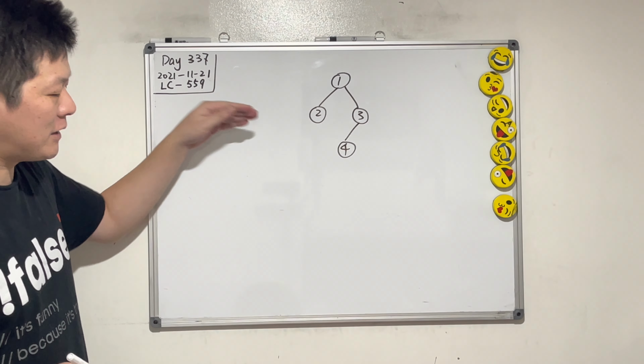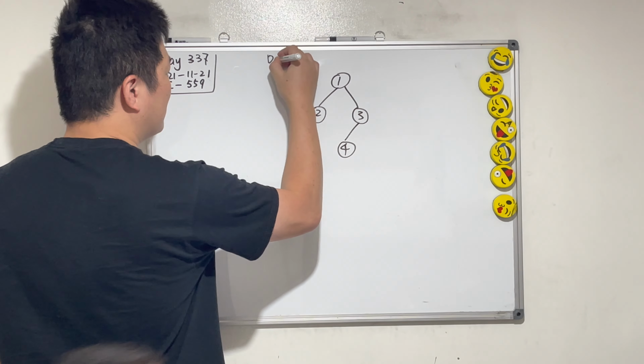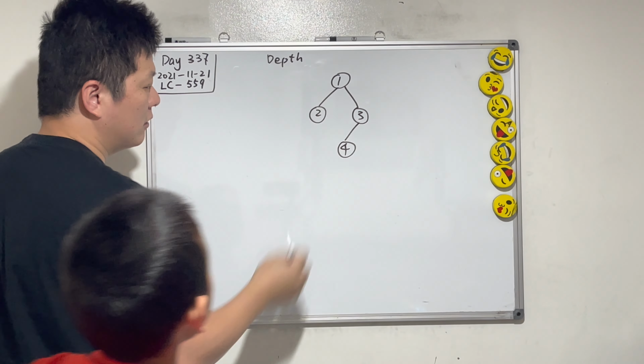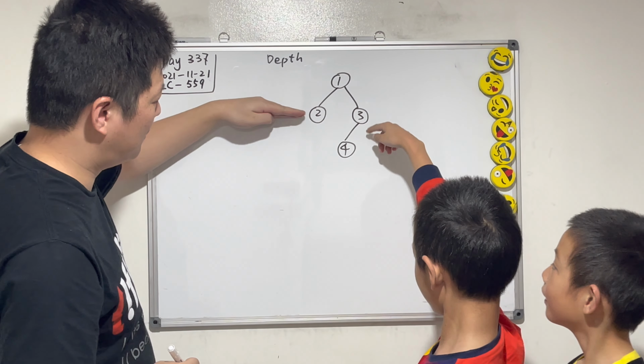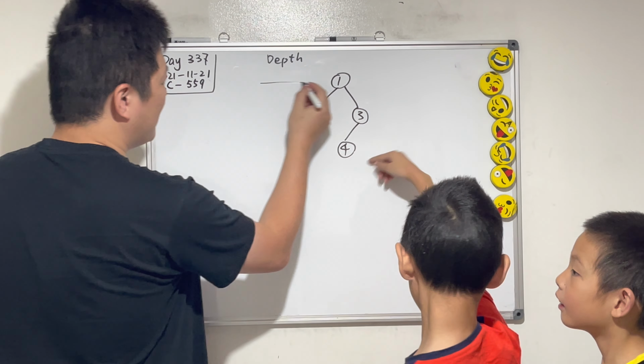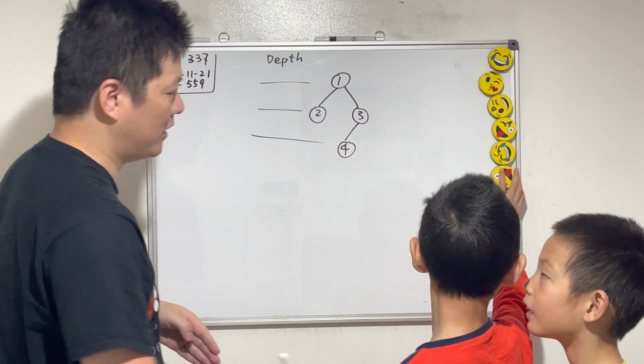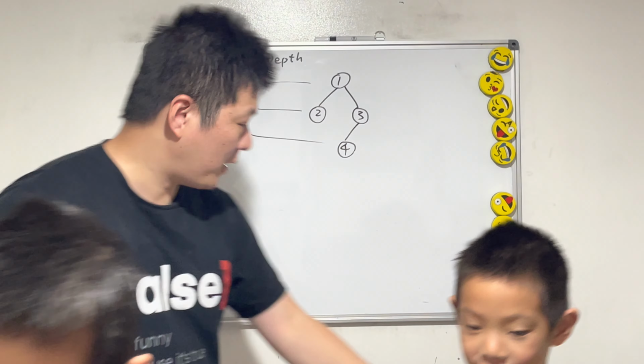Binary tree. What's the depth of it? 1, 2. Oh, no, 1, 3, 4. Depth. 1, 2, 3, 3, 3. 3 levels. Why is it 4? Okay. Go back.